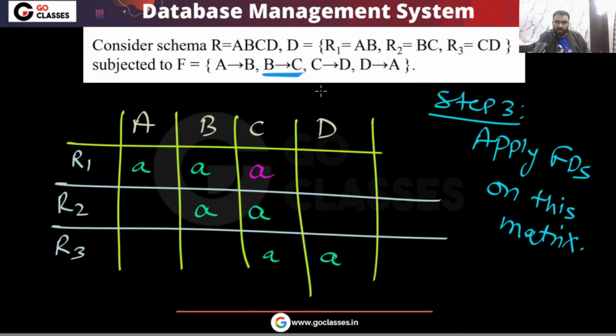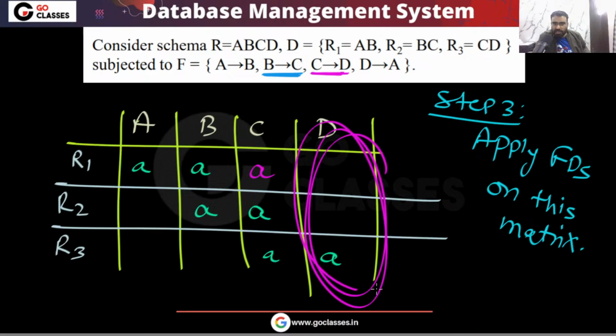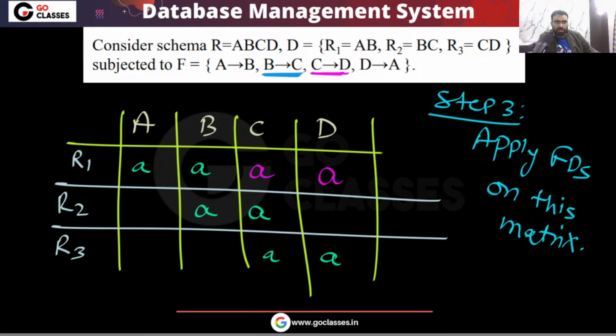Next, what else can we do? Let's apply this FD, C determining D. What does it mean? Whenever 2 tuples have the same C value, they must have the same D value. You can see all the 3 tuples have the same C value, so they must have the same D value. Already the value A is here, so I will put this A value here also, here also. I hope you understood. Is this clear? Please tell me. So like this you can do.